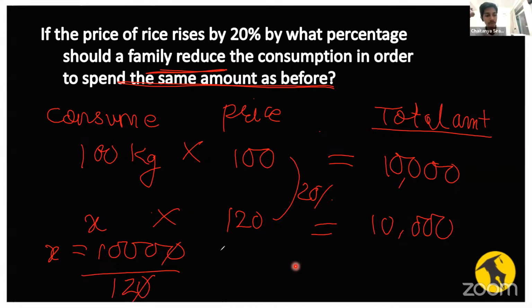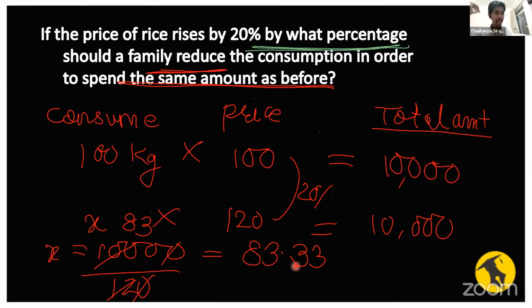I can cancel the 0. It will be nothing but how much? 12 8s are 96, 40 carry, and then 12 3s are, so it will be 83.33. Please note, this is not the percentage. This is the final value I got. The question is asking us what percentage are we changing? All right. So we got X as 83.33. I'll write it somewhere here.